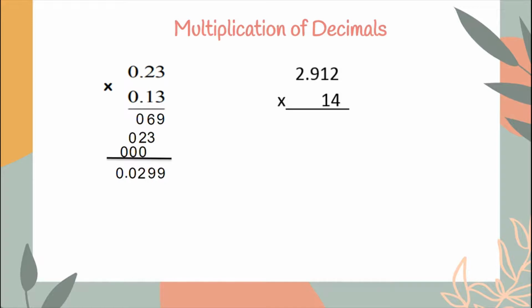So do not forget in grade 5 to always place our decimal point in our product, because failure to put our decimal point is equivalent to a wrong answer. Let's have here also another example.